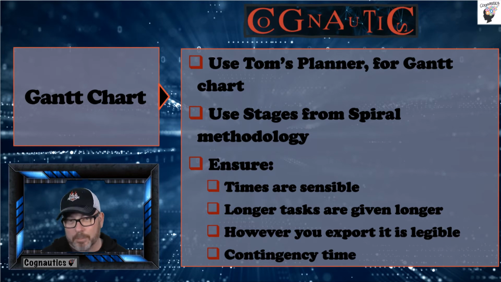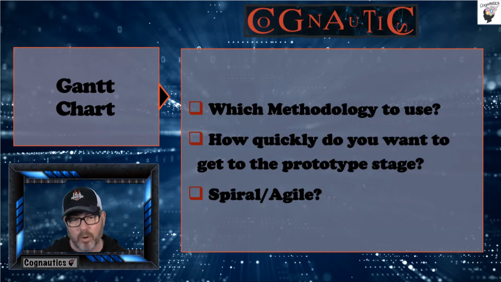In general, make sure the timings that you're putting in there are sensible and that you have got all of the tasks in there, including the planning and the research. Make sure longer tasks are given longer, and make sure that when you export your Gantt chart, it can actually be read. And I recommend you use screen printing using the snip tool perhaps, rather than simply exporting as a PDF, because it doesn't come out terribly well. And don't forget contingency time in the case of anything going wrong.